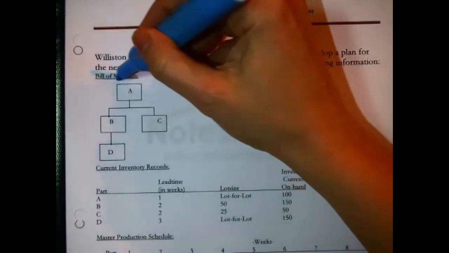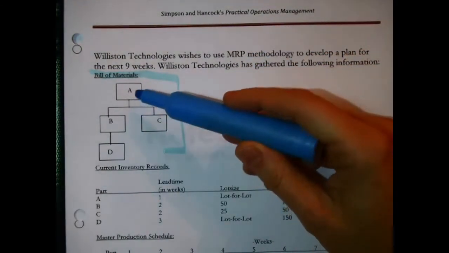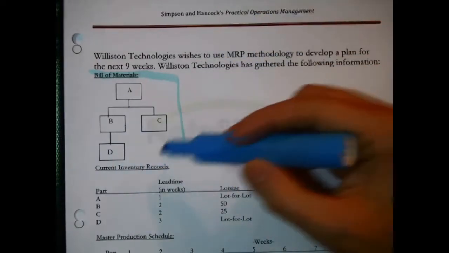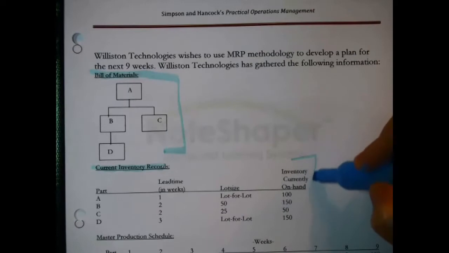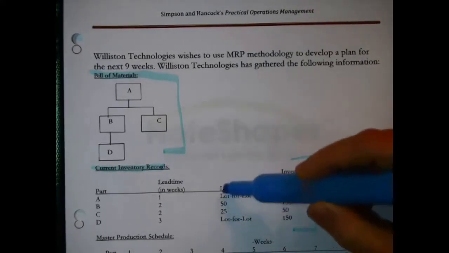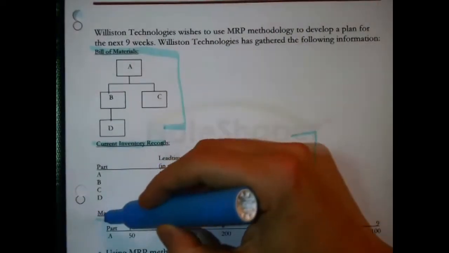Oh, it's even labeled. A bill of materials. Okay, it looks like an A is assembled from a B and a C, and a B happens to be assembled from a D. Got it. Current inventory records. Alright, so this is how much they have on hand right now of what, and if there's any particular lead time or lot sizing issues, and a master production schedule.